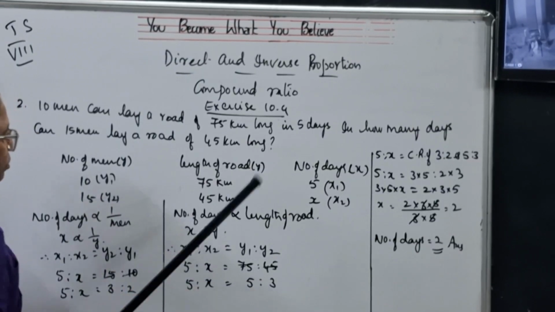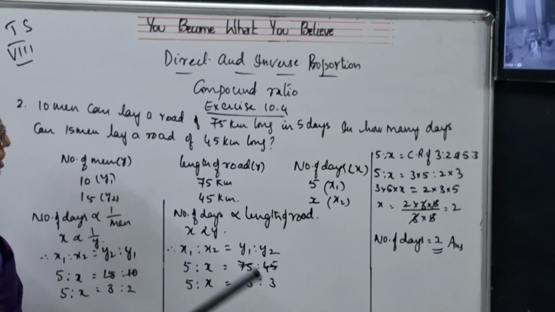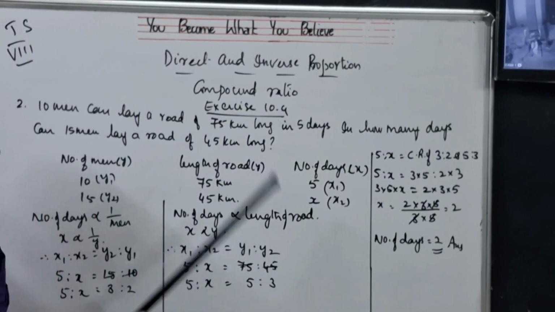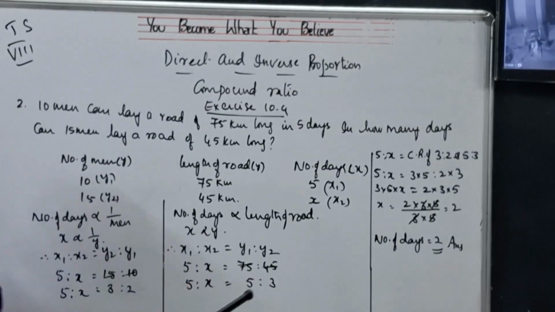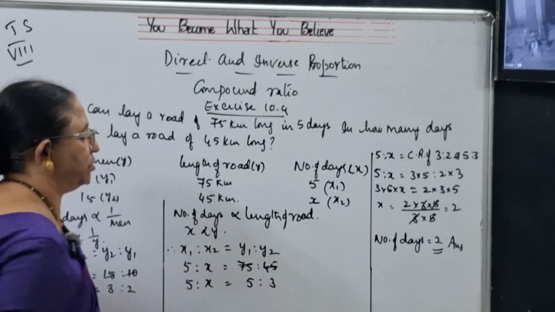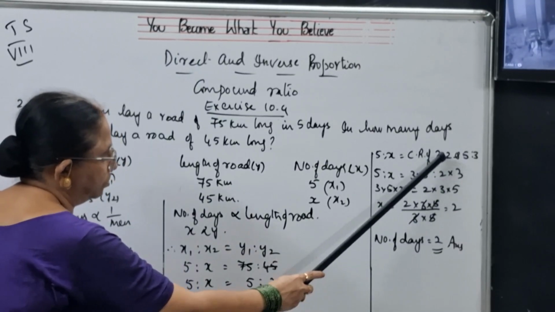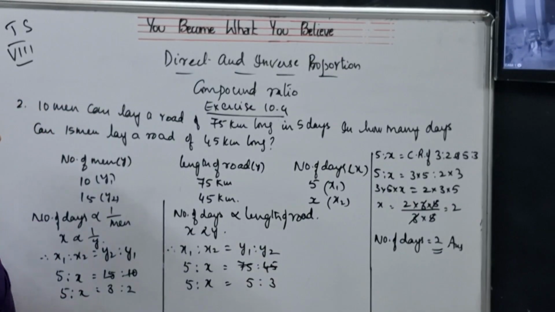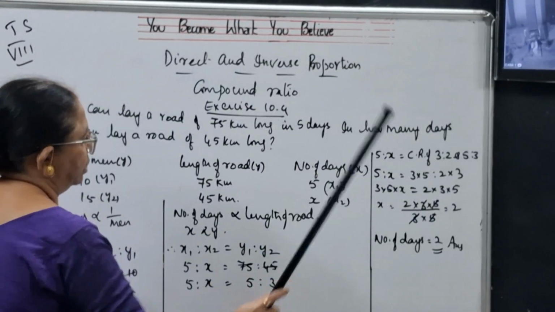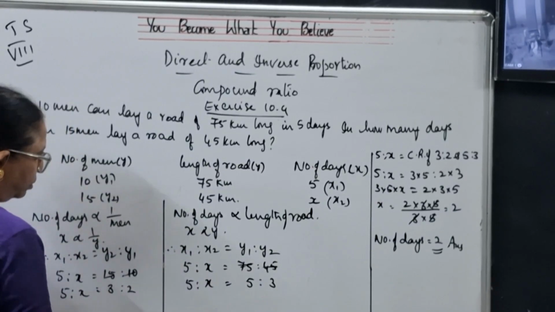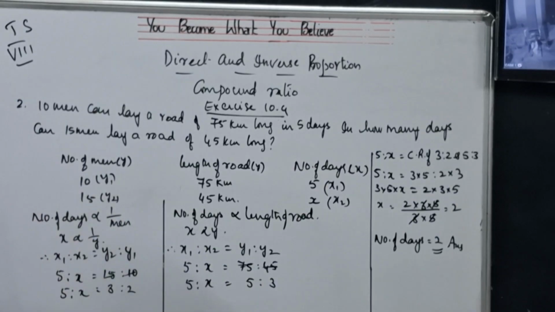Now number of days and road. When days increase, length will also increase. So they are directly proportional. So x1 is to x2 is equal to y1 is to y2. So 5 is to x is 75 is to 45. That is 5 is to 3. So now 5 is to x is equal to compound ratio of 3 is to 2 and 5 is to 3. So 5 is to x is equal to 3 into 5 is to 2 into 3. So 3 into 5 into x is 2 into 3 into 5. Product of means is equal to product of extremes. So x is equal to 2 is the answer. Number of days is 2. Please note it down.